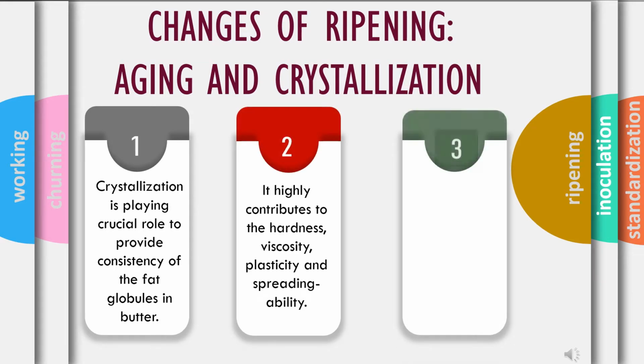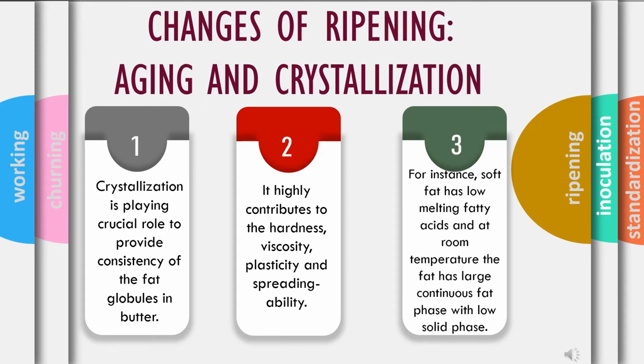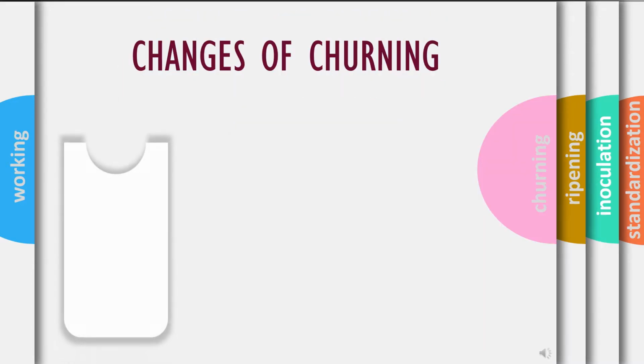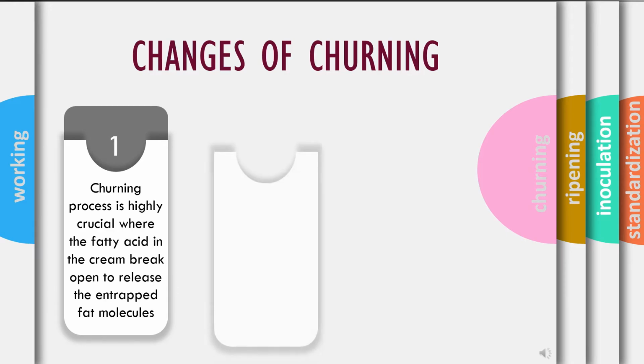During ripening, aging and crystallization will occur. Crystallization plays a crucial role in providing consistency of the fat produced in the butter. It highly contributes to the hardness, viscosity, plasticity, and spreading ability. For instance, soft fat has low melting fatty acid, and at room temperature, the fat has a large continuous fat phase with low solid phase. Next is the churning process to remove the buttermilk.